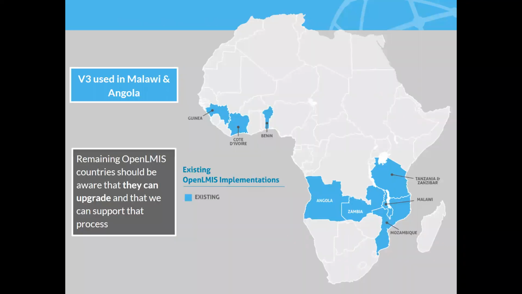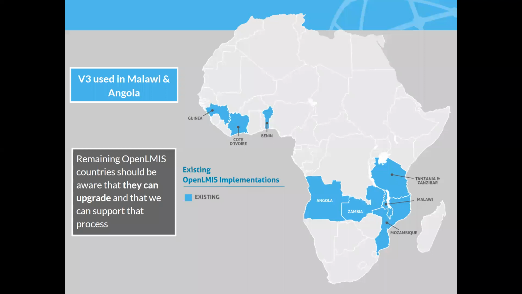So you may have seen this map before. This outlines the current OpenLMIS implementations that we have throughout Africa. And I just wanted to highlight the countries who are currently using version 3, which are Angola and Malawi. And the remaining countries on this map were implemented prior to the existence of version 3. So those countries are using the older versions of OpenLMIS.